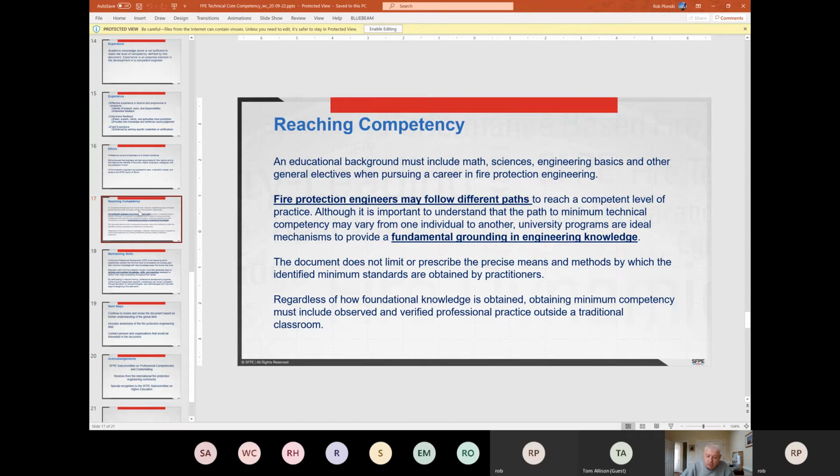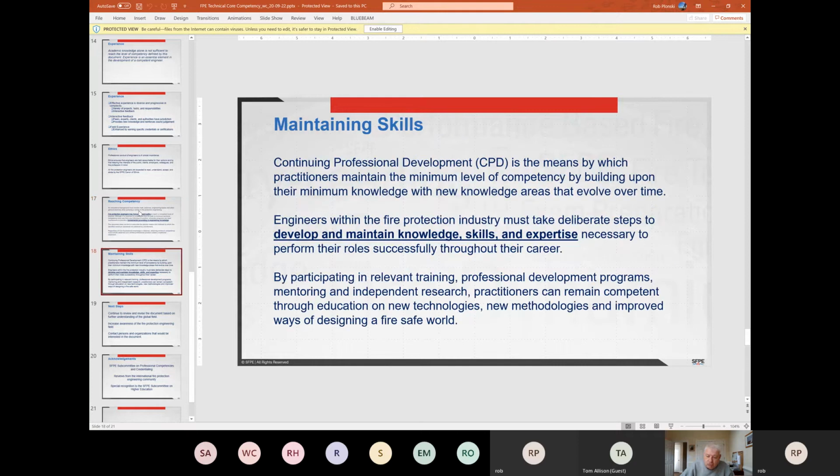Okay, next slide. Maintaining, as I mentioned to you before, we continue professional development. There's many different ways to go through it. These are just highlighting some of the points that I made earlier in the presentation. Developing and maintaining a lot of knowledge and skill and expertise should be part of your ongoing effort within the practice of fire protection engineers.